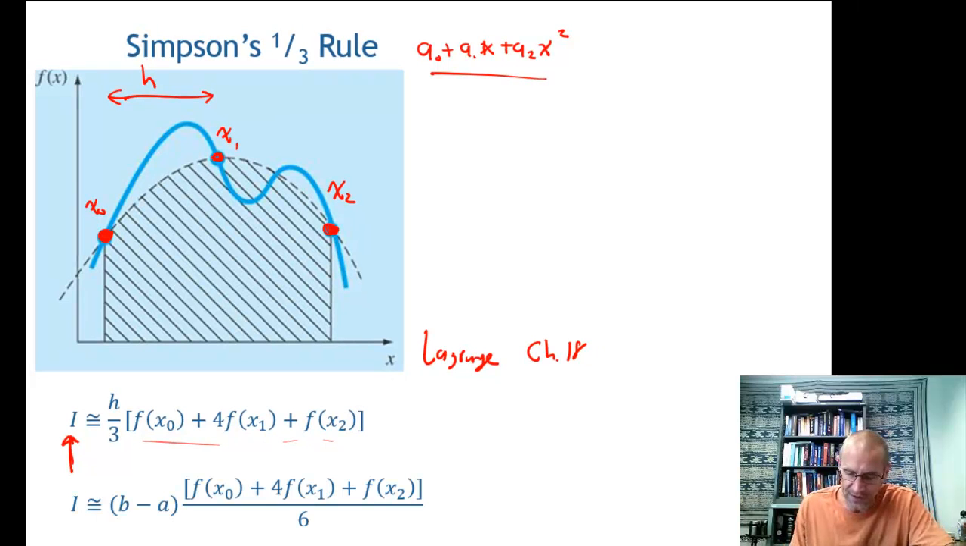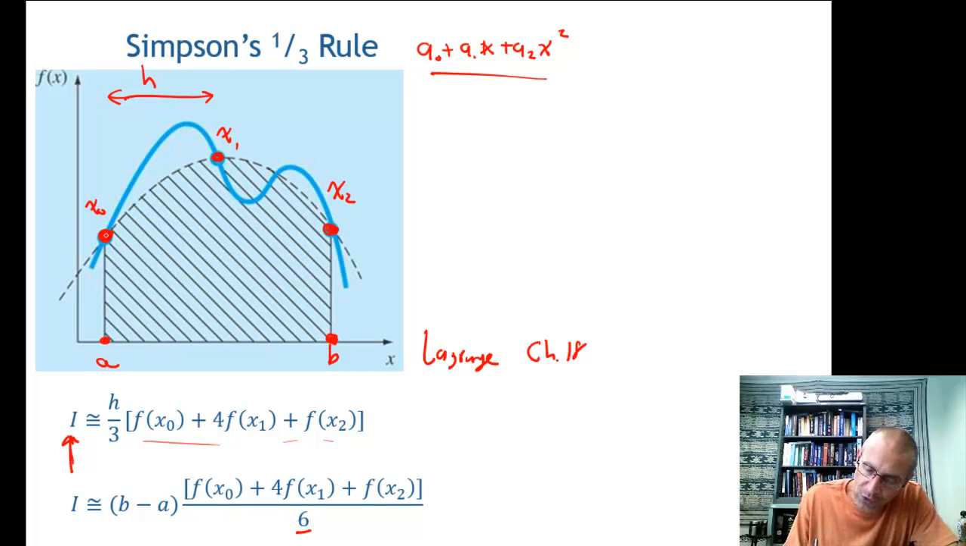Another formulation you'll see is a little bit different over here, where we have b minus a, and then we have 6 in the denominator. And again, that is that this x2 is equal to b, and x0 is equal to a. So that's the distance between 2 different data points, and either one of those formulas works.